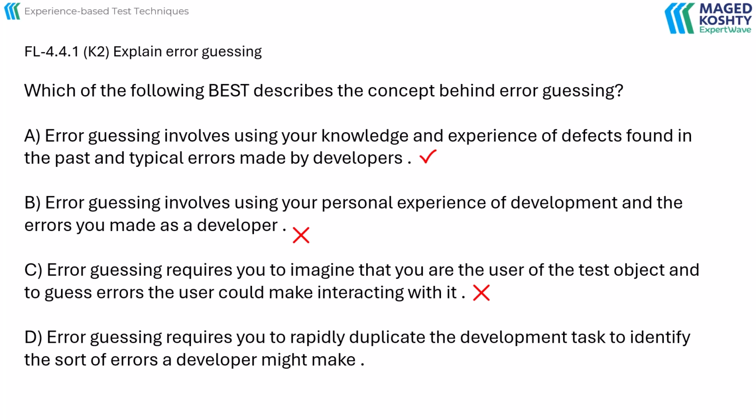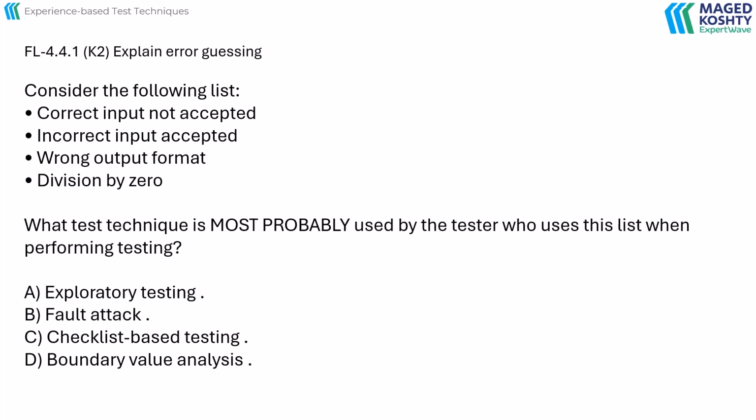D. Error guessing requires you to rapidly duplicate the development task to identify the sort of errors a developer might make. Duplicating a development task is not a practical solution. This is not error guessing. Correct answer is A. Second question.